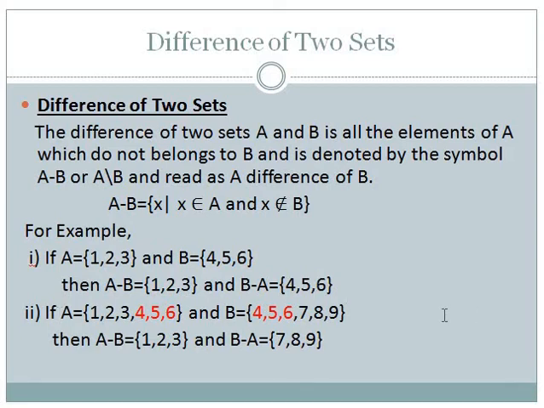For this next example, A minus B: you have to subtract B from A. So what elements are remaining? That is 1, 2 and 3. For B minus A, similarly, you have to leave the common element between A and B. So 7, 8, 9 are the members of the B minus A set.